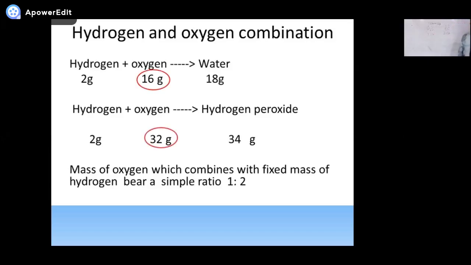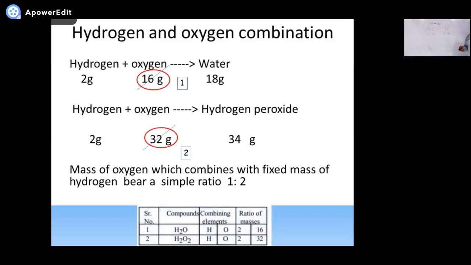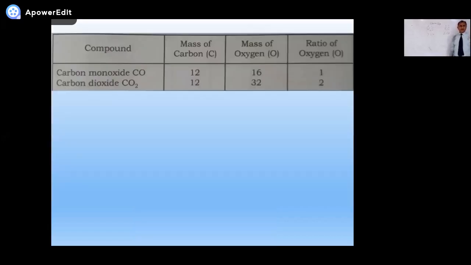See another example. As you can see on the screen, just highlighting it. What is the mass of oxygen? 16 and 32. It's in simple whole number ratio. If there is another compound, then 16, 32, that would be 48. If you simplify it, 16 to 16, 16 to 32, the ratio will be a whole number ratio. So one is fixed, the other one is changing.